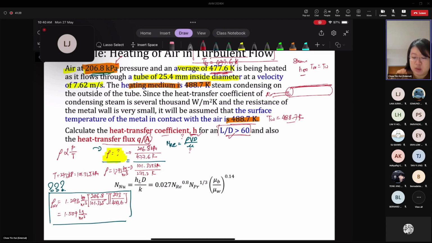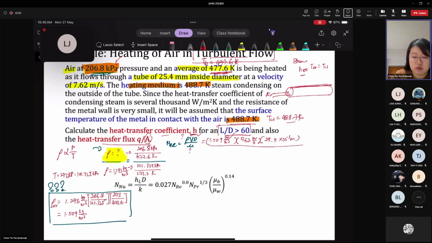So then we can proceed to the calculation of Reynolds number. I'll do it quickly. So 1.509 kilogram per meter cubed, multiplied by the velocity, 7.62 meter per second, and the diameter, 25.4 × 10^-3 meter. Now that will need to be divided by the viscosity.